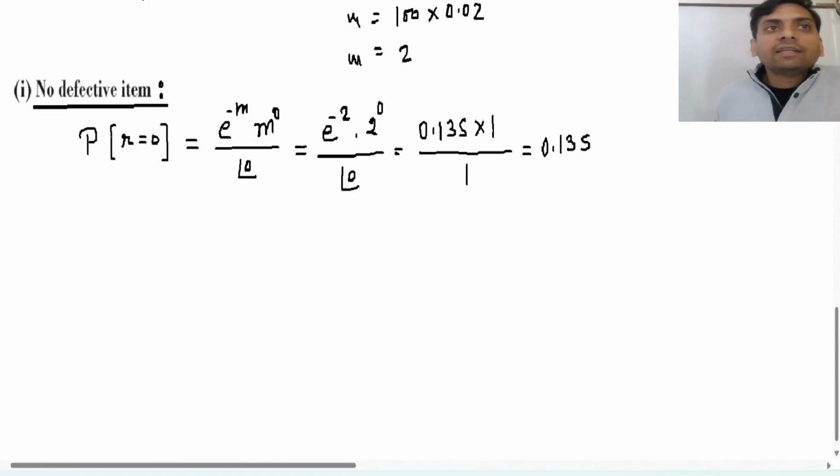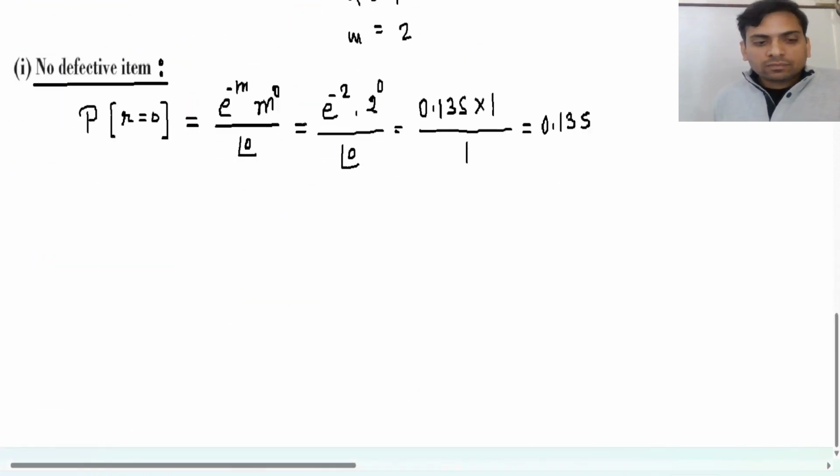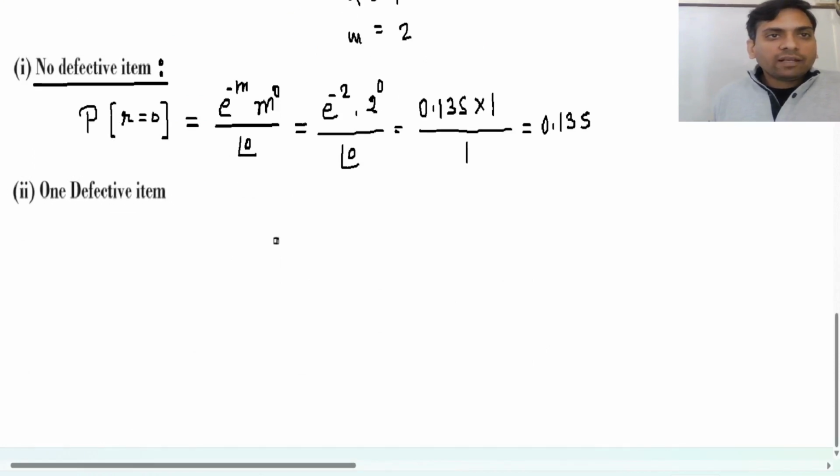Is it clear? Anyone? Any doubt? Confusion? Okay. So the next part is the probability of one defect. This second part, probability of one defect, means R is equal to 1. So now we need to find the probability for one defect. This means R is equal to 1.